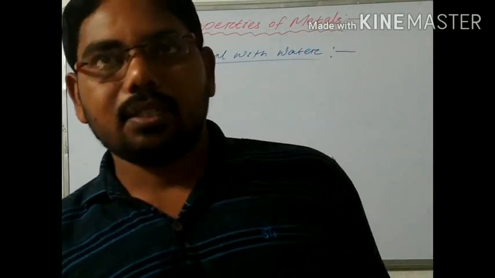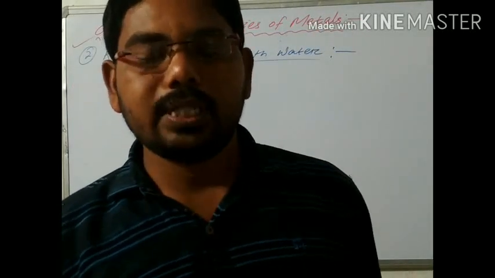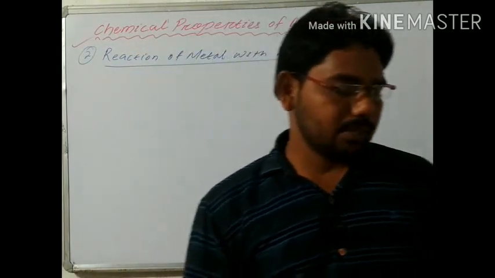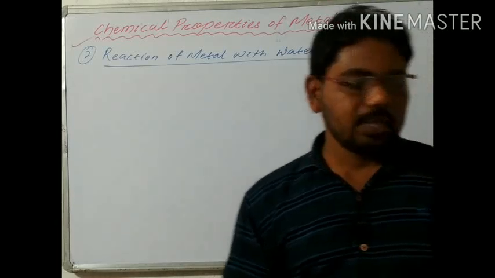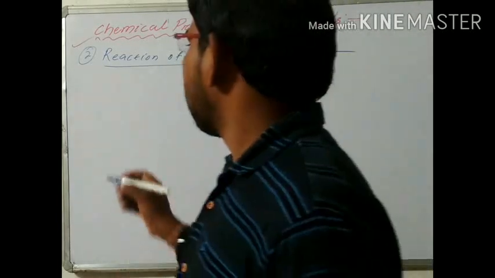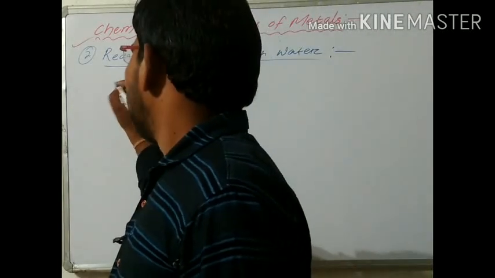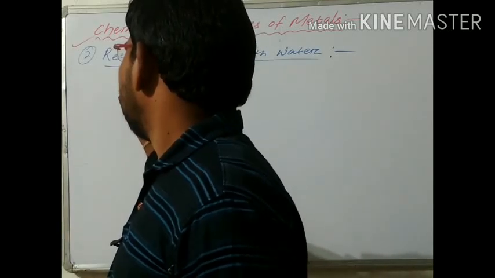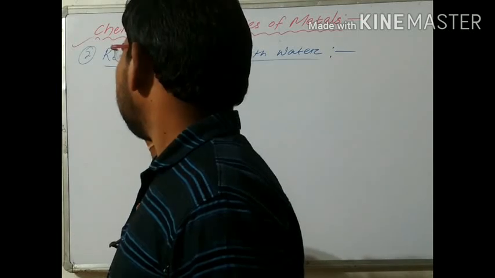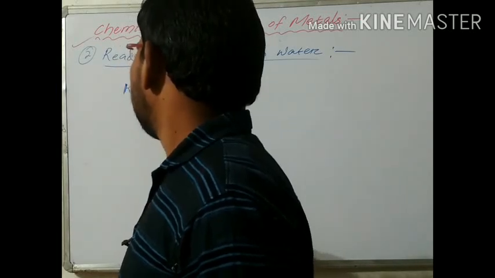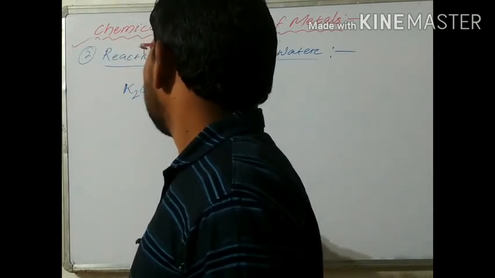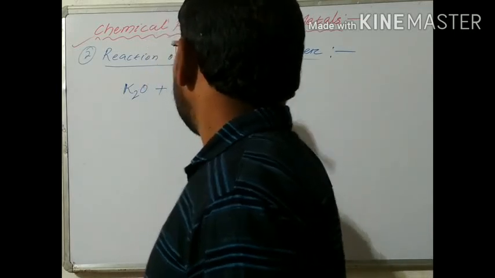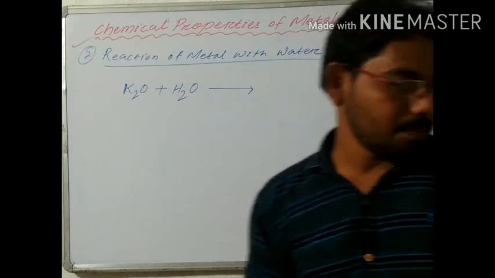And they produce a large amount of heat energy. That's why this is also called an exothermic reaction. So we have discussed one example, where we have taken potassium oxide, K2O plus H2O. Okay, this is potassium oxide.